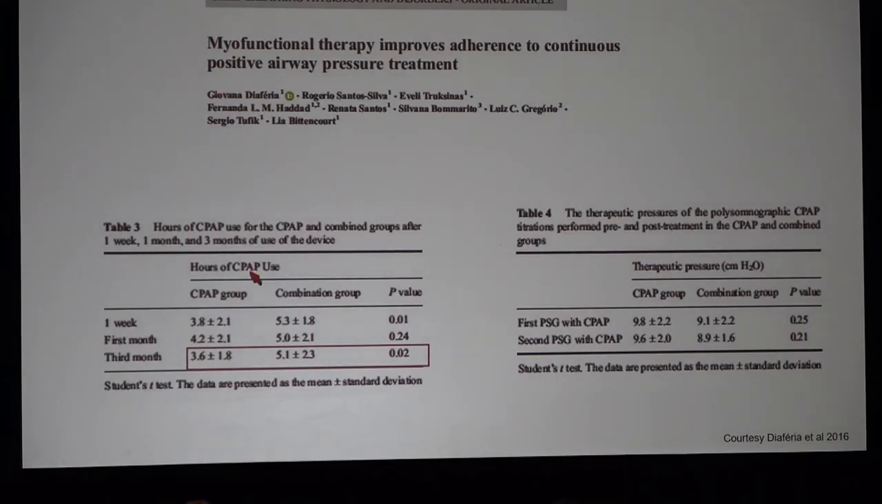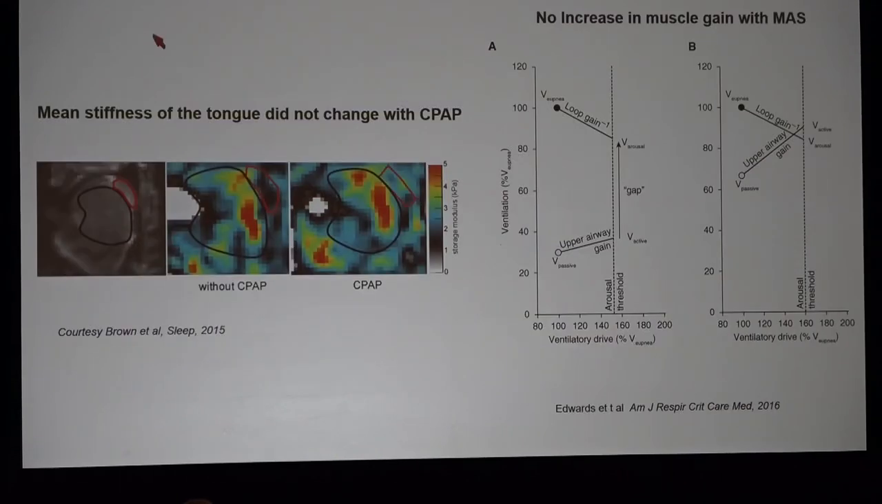This is the CPAP adherence. It is always increased in the combined group. Here it is 3.6, and in the combined group it is 5.1 after the 3rd month. And it didn't significantly change the optimum pressures. The pressure remained the same. Here, this is very interesting, but it's an old paper. I took it to show you.